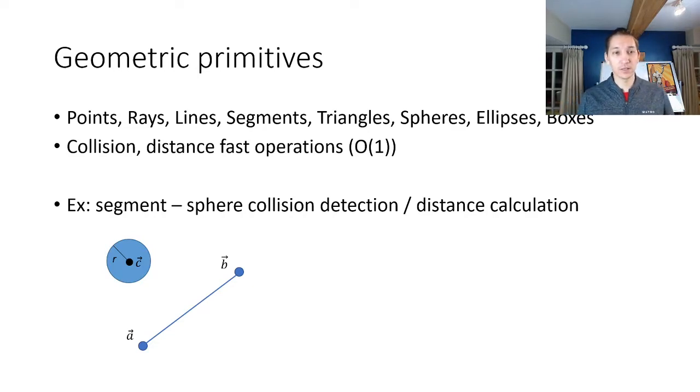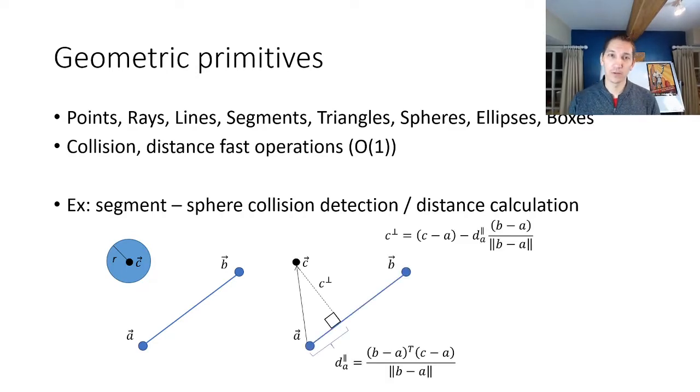Let's say that the sphere is represented by its center and its radius, and the segment is represented by its endpoints. The way that we figure out the distance between the segment and the sphere is that we first look at the distance between the segment and the center point C. This can be done with a projection operation, so we can figure out the distance along the ray AB where the ray AC projects orthogonally. This is denoted dA parallel, and it's given by this operation here. Now, if we subtract off this amount of movement along the ray AB from the ray AC, then we get the C perpendicular ray, shown here.